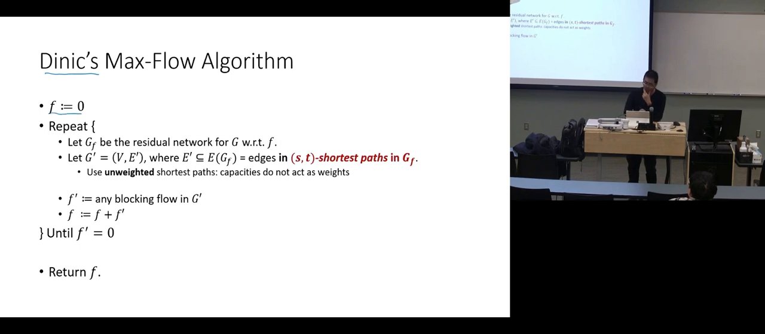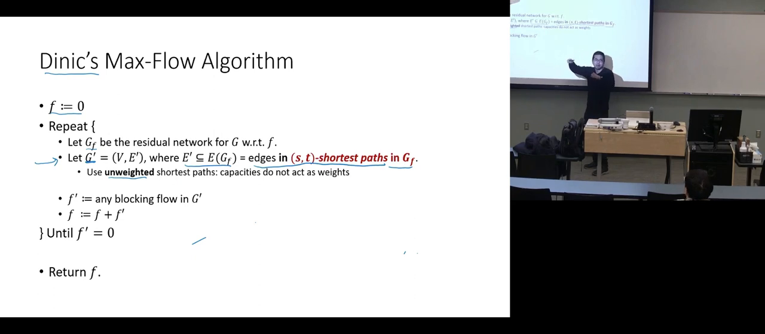You first initialize the flow to be the zero flow. Then look at the residual graph. And now comes the very important thing. I look at G prime. G prime is a subgraph of the residual graph that contains all edges in S-T shortest paths in the residual graph. And by shortest path here, I mean unweighted shortest path. So capacity doesn't play any role here, just count the number of edges. If there is some path with the smallest number of edges from S to T, include that path in G prime.